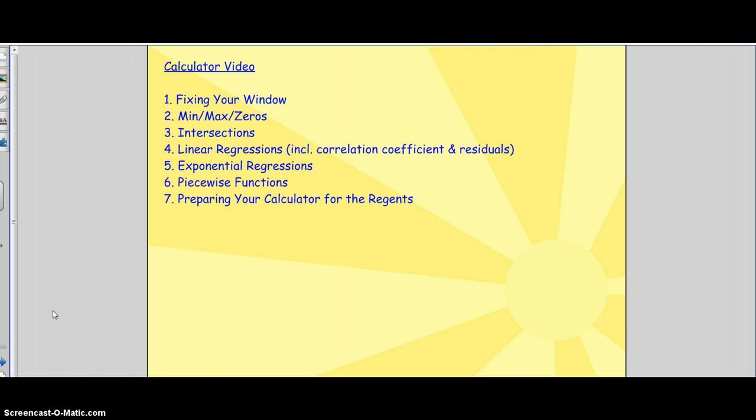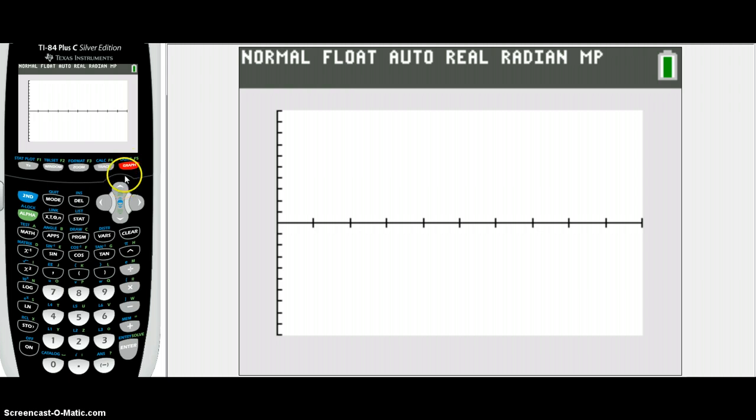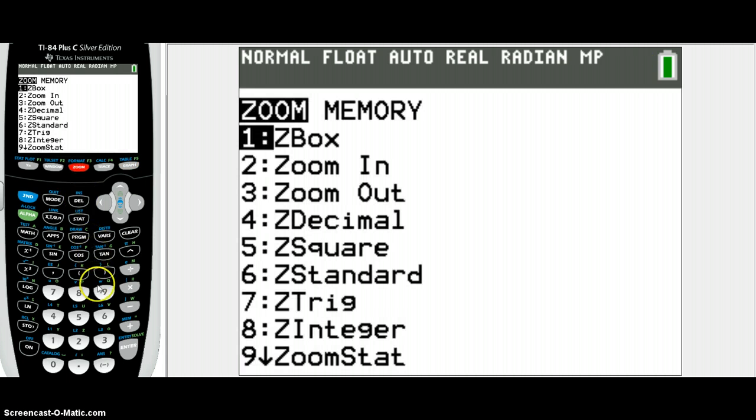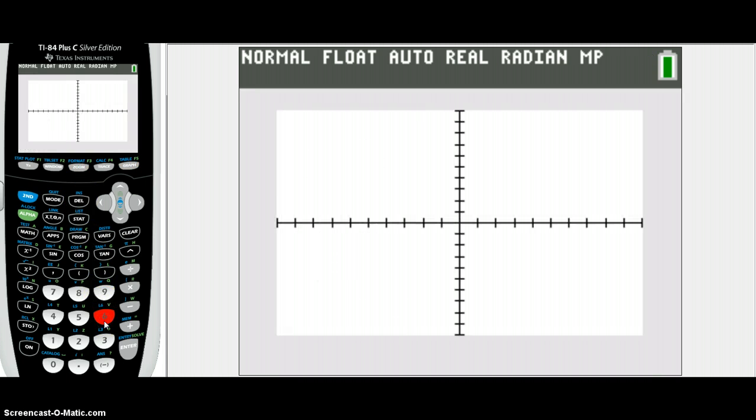The first thing I want to go through is just fixing your window. So if you go to your calculator and you hit graph and it looks like this, it looks uneven. I just want to remind everybody to fix that, hit zoom, and then pick 6 for standard. Okay, then it should go back to normal form.